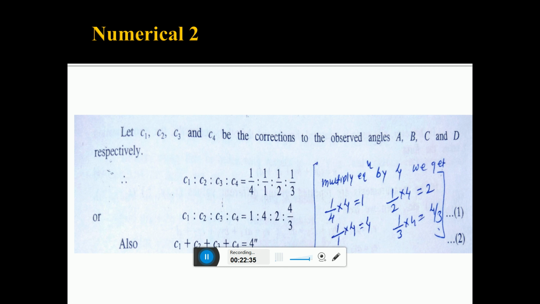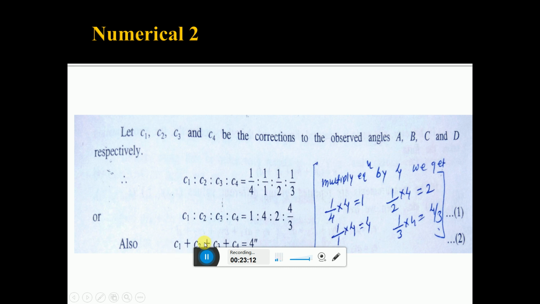Then, for simplification, if you multiply the RHS by 4, you will get C1 : C2 : C3 : C4 is equal to 1 : 4 : 2 : 4/3. So, this is equation 1. Then we also know that the sum of the corrections must be equal to the total error, that is C1 + C2 + C3 + C4 is equal to 4 seconds. So, we are getting these two equations. This is equation number 1 and this is equation number 2.